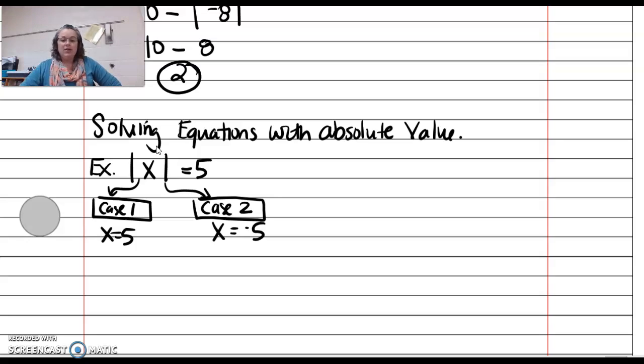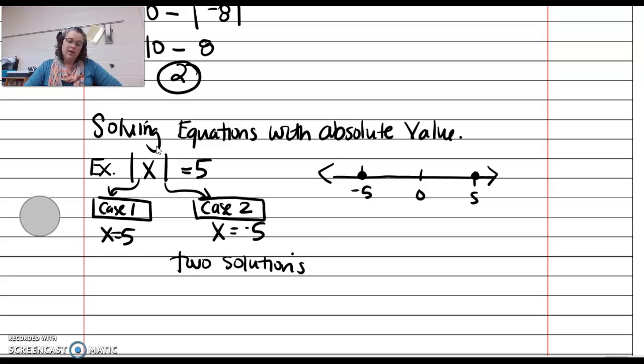And then they might ask you to plot your solutions on a number line. So I have a -5 over here, here's 0, +5. We would just put a dot on the -5, a dot on the +5. These are your two solutions on the number line. So I'm going to put two solutions here. This one, case number 2, and case number 1.